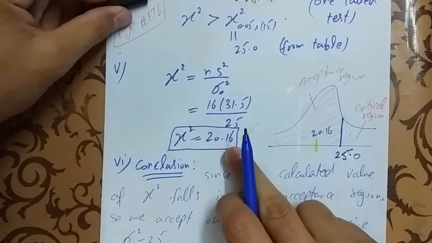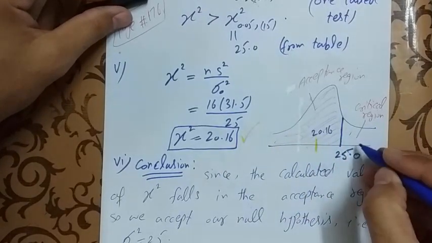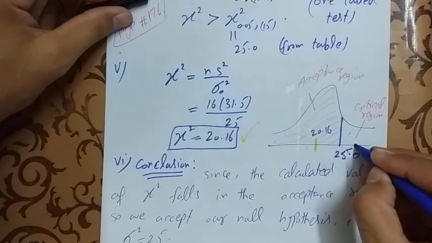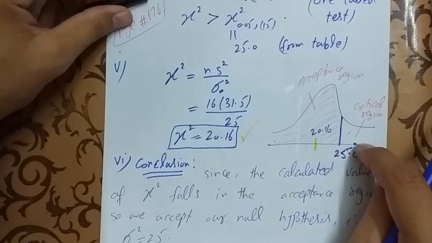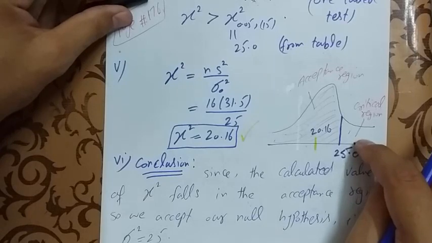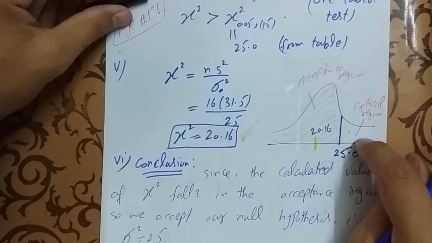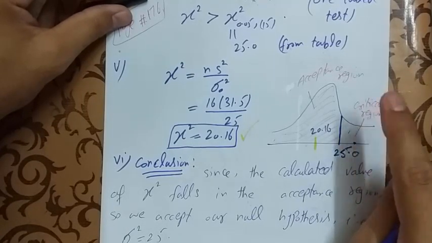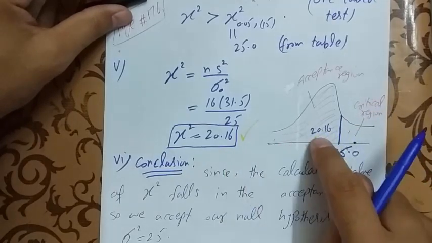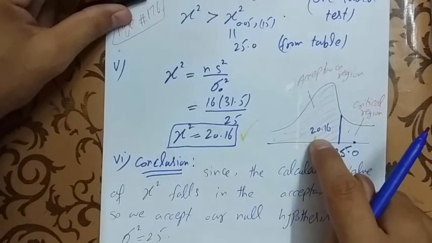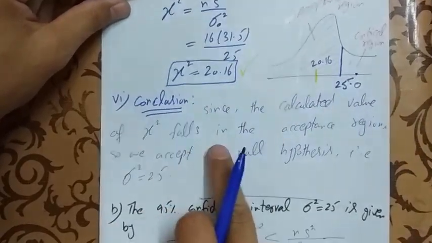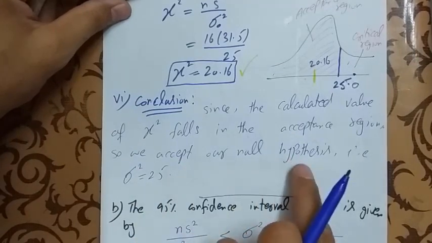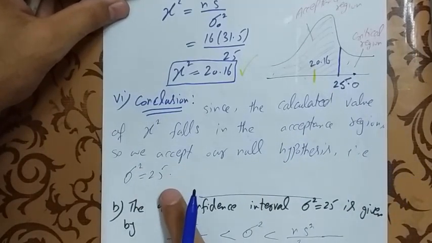If the answer comes 26.1, 26.0, then it lies here at 26, and this 26 is not in the acceptance region, but it is in the critical region. So we reject this 26. But here the result is 20.16. This is in the acceptance region. So the calculated value of the chi-square falls in the acceptance region. So we accept our null hypothesis, that is sigma square is equal to 25.